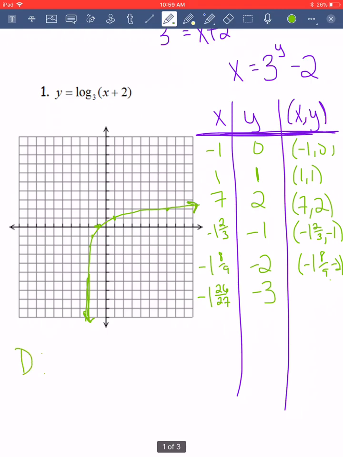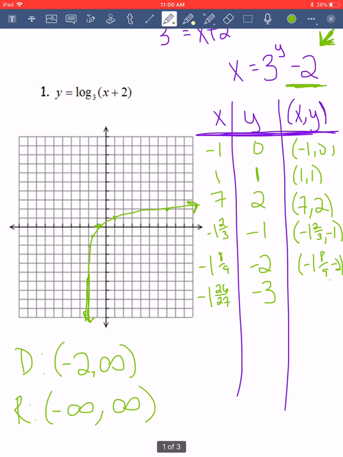So my domain here, I'm getting as close to negative 2 as possible without crossing it. So I'm going to do an open parenthesis, negative 2 to positive infinity, since it's going on forever to the right. And then my range, I'm going from negative infinity to positive infinity, since there are no restrictions to how far down or how far up we go. Now, if you'll pay attention, your domain has been affected by this negative 2 that's been tacked on to the end of your equation. So whatever number is at the end typically is what is going to move your graph left or right.